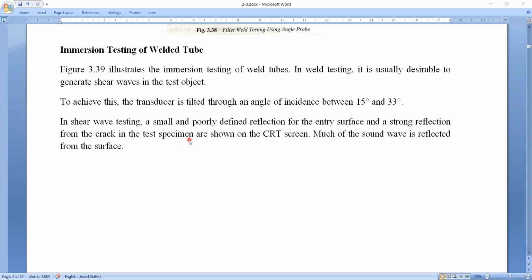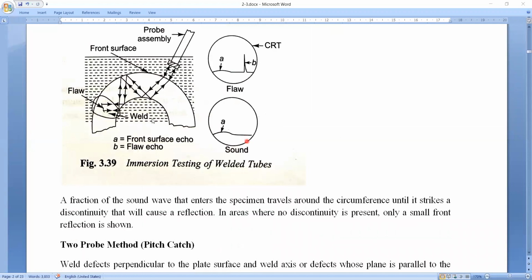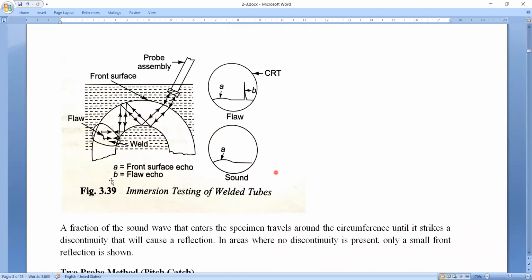Okay, here see this. This is the testing of a pipe under water. Here we have a flaw in the pipe. What kind of technique are we using here? We are sending the waves in an inclined way, meaning we are using the angle beam technique. We maintain the probe position in an inclined manner, then we send the sound waves.